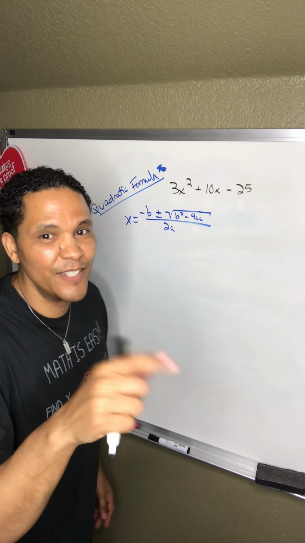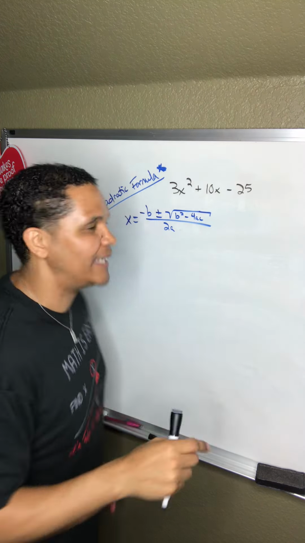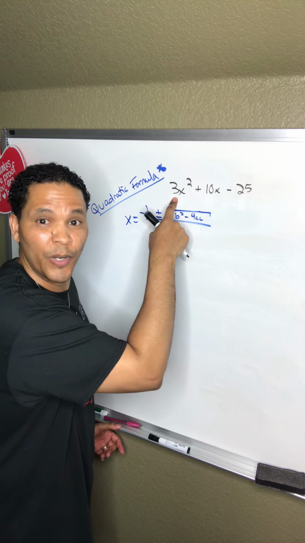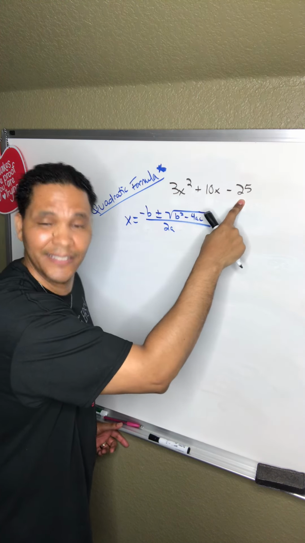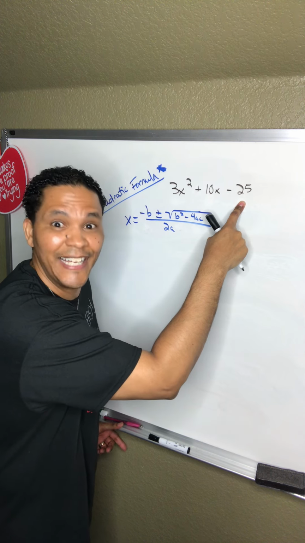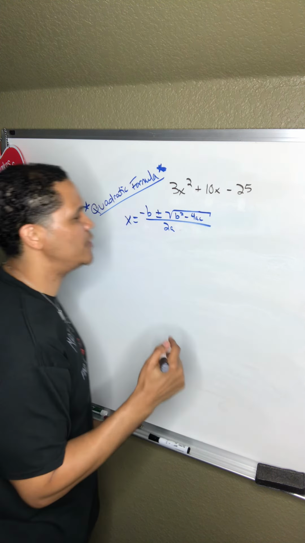All right, the key thing is we have to understand what is A, B, and C. A is this first term, the one in front of the x squared. B is this middle term, the one in front of x. And what do you think this term right here is? That's right, it's C. All right, let's go ahead and plug into the quadratic formula.